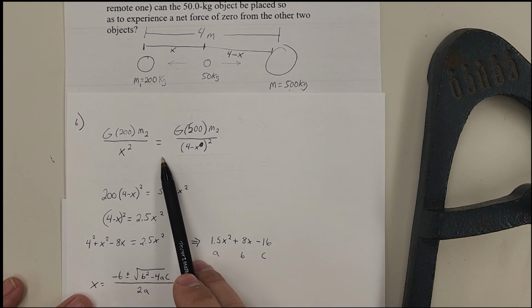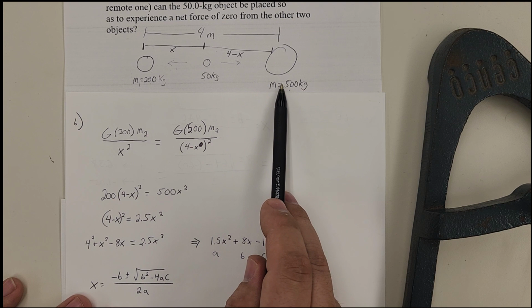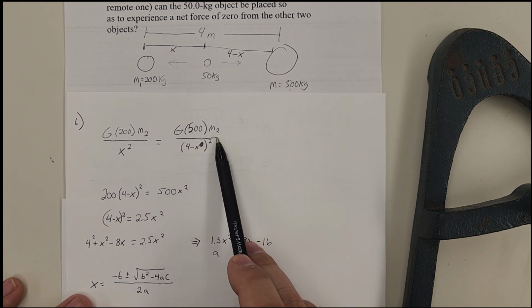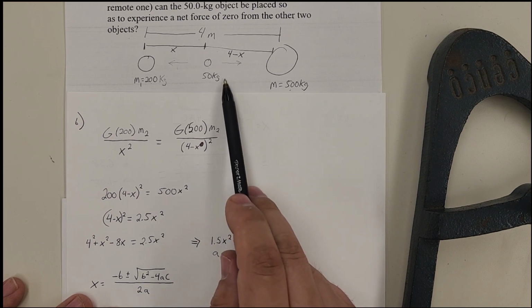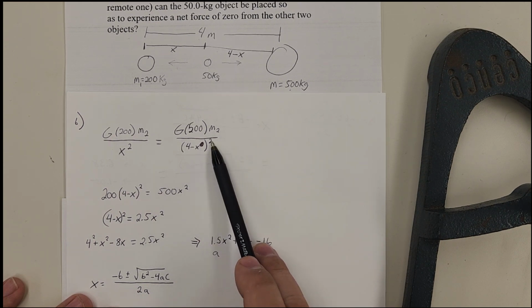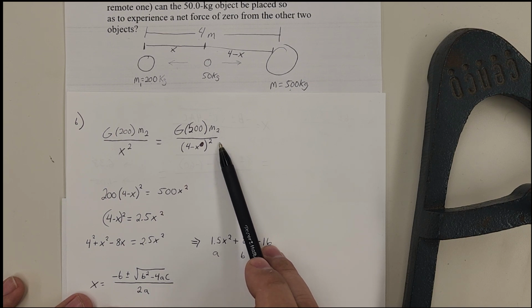And this distance between those two is going to be x, so I have x squared. I'm going to set that up equal to the other one, which also has a G. That mass is 500. The other mass, again, is just 50. You can put it in if you'd like. And that radius is going to be 4 minus x. And then that has to get squared. The whole thing, not just x. The whole thing needs to be squared.